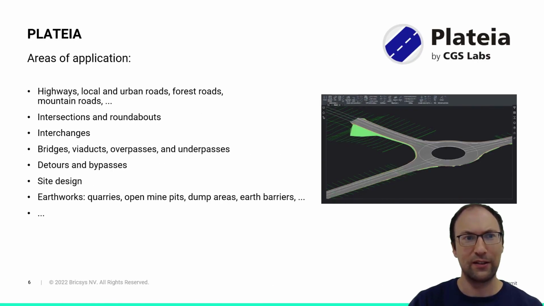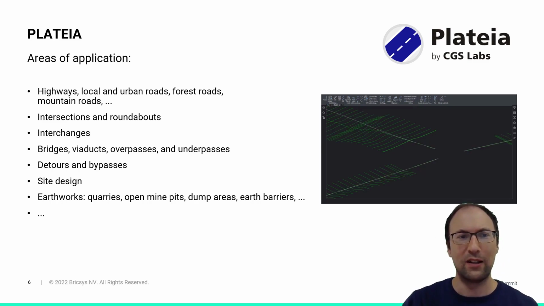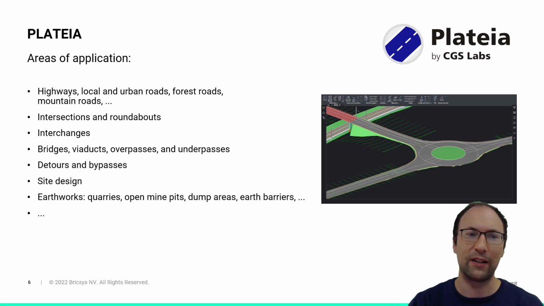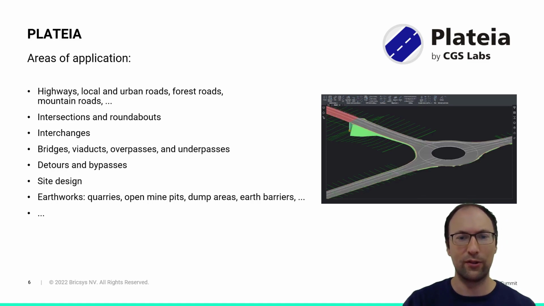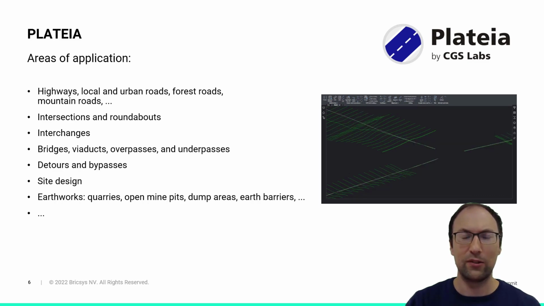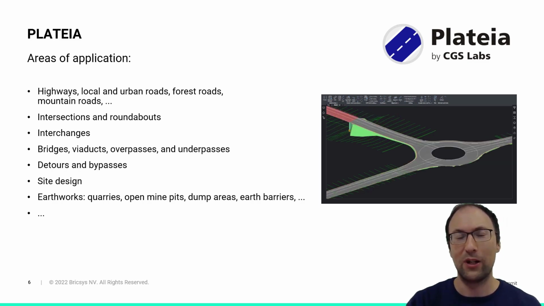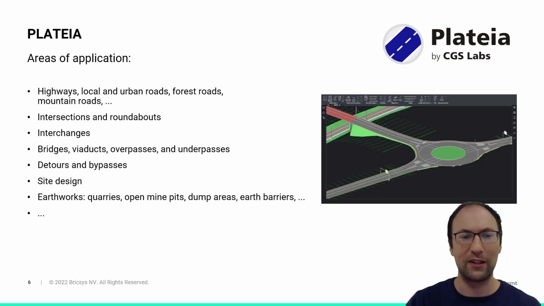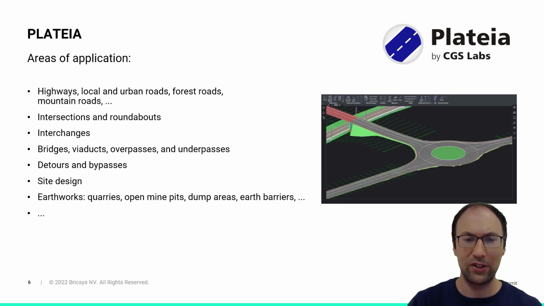And then let's check the areas of application. So what are the areas of application for Platea? Well, Platea is mostly used for designing highways, local and urban roads. Also, we have tools for creating intersections and roundabouts. But it can be used for various projects such as overpasses, bypasses, and even some site design, with the amount of tools that we have in Platea. So now we will move on to my technical demonstration, where we will check these steps.